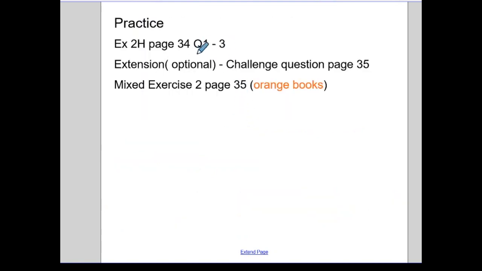So have a try at these questions from exercise 2H. There's a challenge question to go with them. It's optional, but it's always worth challenging yourself. And then the mixed exercise for this chapter can then be attempted since everything's now been covered.